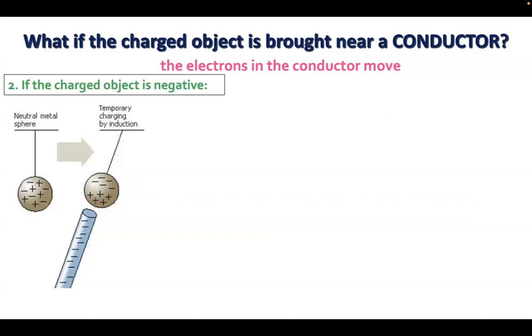What does temporarily charged by induction mean? One side of it will be negatively charged and another side will be positively charged. It is charged, but temporarily. Why is it temporary?